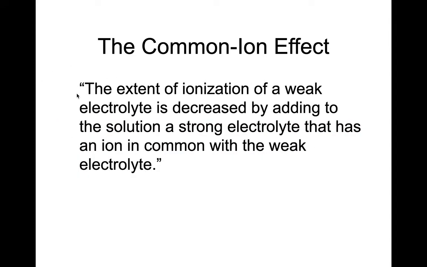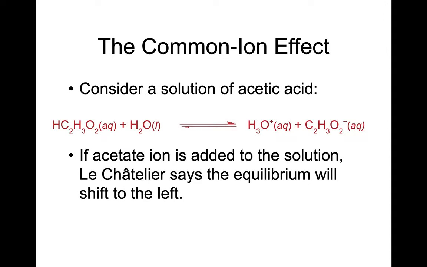To put that formally, the common ion effect says that the extent of ionization of a weak electrolyte is decreased by adding to the solution a strong electrolyte that has an ion in common with the weak electrolyte. So to go back to that reaction, normally, if we just had the acetic acid by itself in solution, it would dissociate a certain amount. It would have a certain percent ionization.